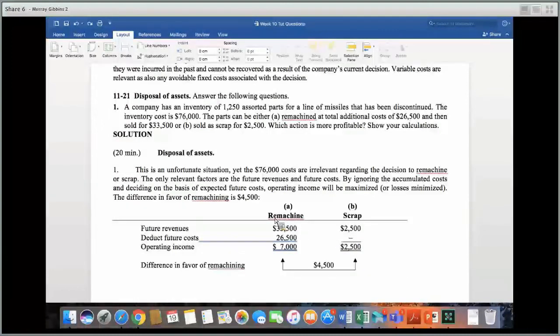So we just outline the two options. Sell it for scrap. We're going to bring in $2,500. Don't have to spend anything. What if we remachine it? We'll be able to bring in $33,000 worth of revenue. But it's going to cost us $26,500. We are better off by getting it sorted, getting it back on the market for $33,500. We'll be $7,000 better off. Remember, ignore the 76. It's $76,000. It's irrelevant. It's sunk. It's gone.